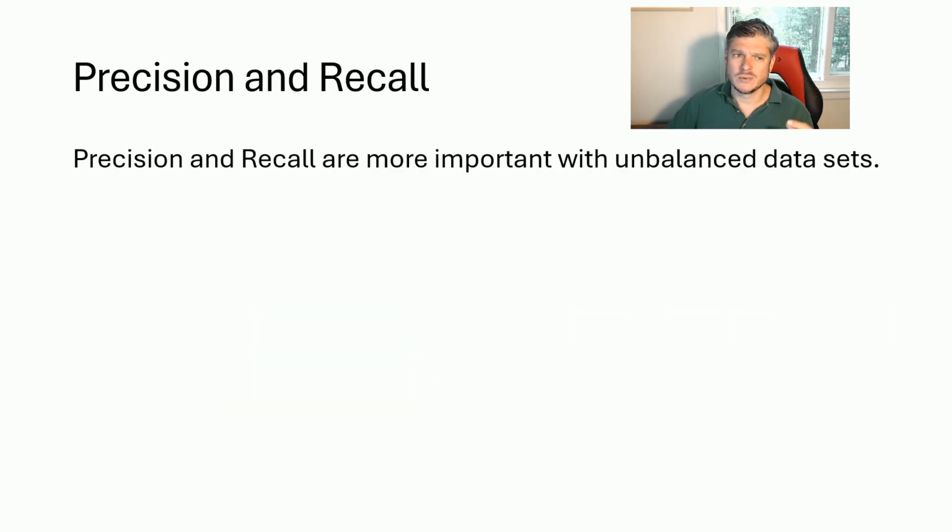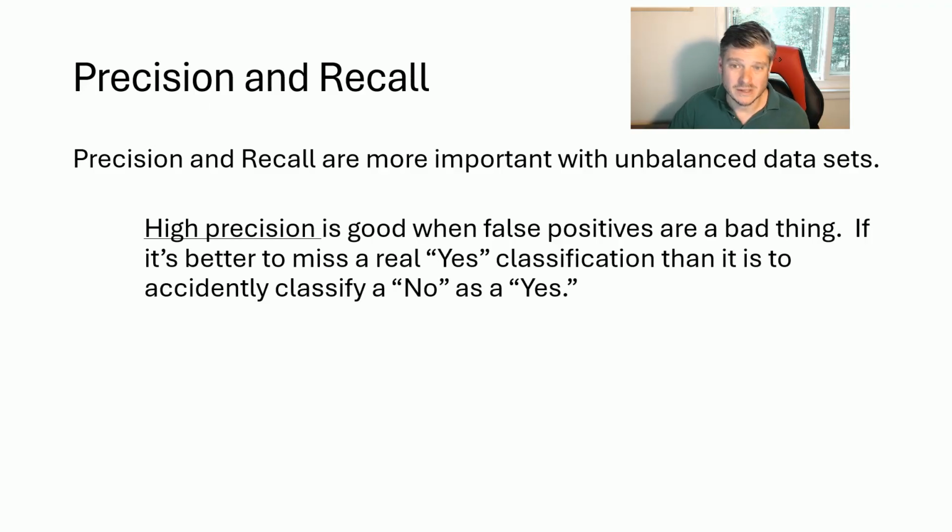So precision and recall are going to be important with these unbalanced data sets, and it's also going to depend on really how we want to optimize our binomial classifier. Do I want to make sure all the yeses that it predicts are actually yeses? Or do I want to make sure that we're catching every single yes? And those are two very different things that we need to consider.